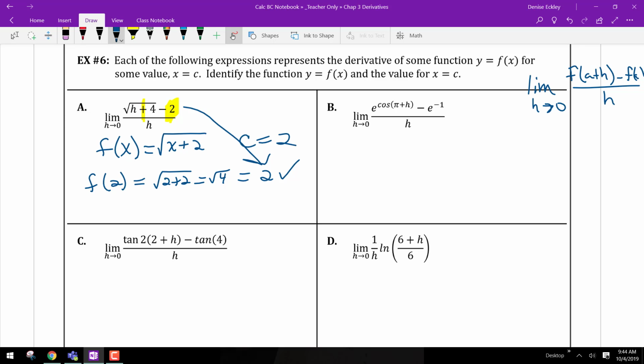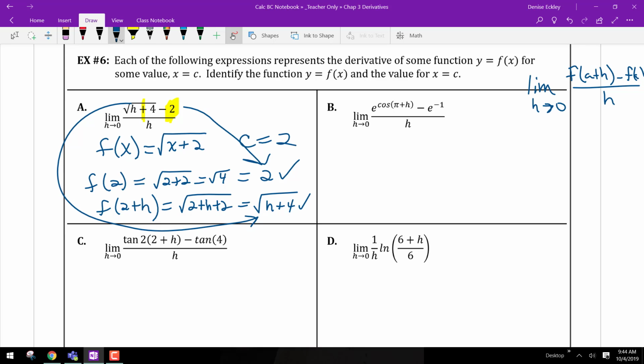And then if you find f of 2 plus h, what you're going to have is the square root of 2 plus h plus 2, so that gives us the square root of h plus 4, which is the first part. So that works too. So that's what we're doing, we're deconstructing those. So I'll go a little faster after this.